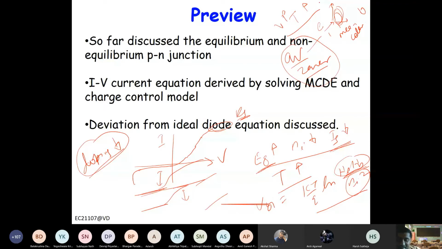Correct? In case of Zener breakdown, what is the mechanism? The field itself is pulling out the electrons. You understand? The field itself is pulling out the electrons from the valence band to the conduction band. So if you increase the temperature, now is it easier to pull out the electron from the valence band, or is it difficult?